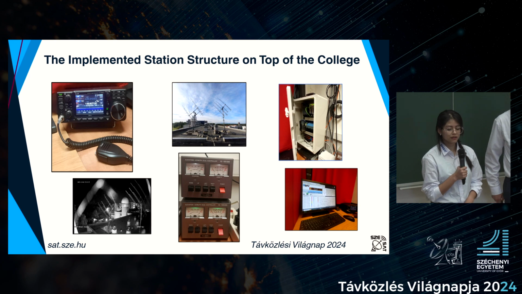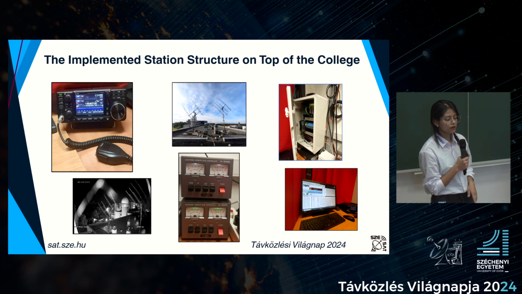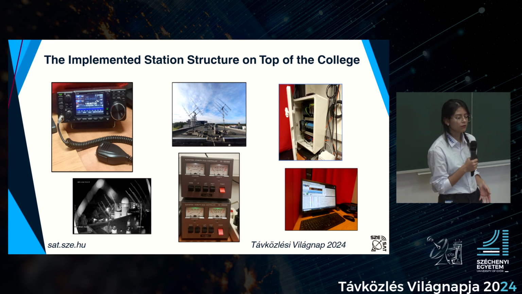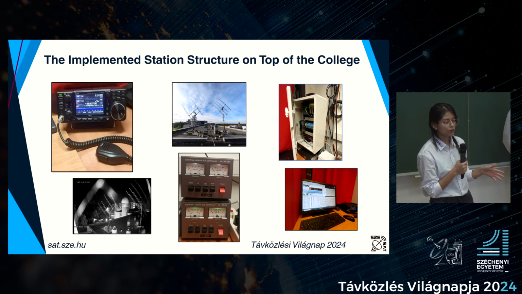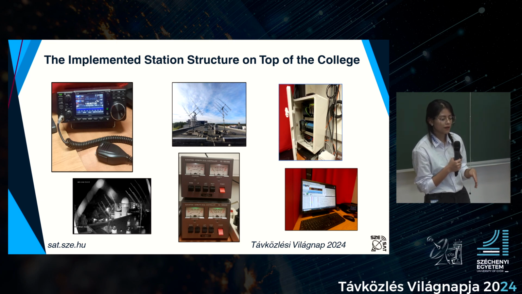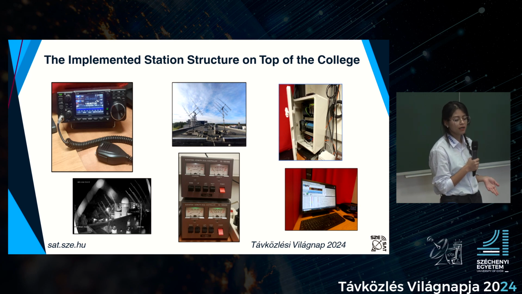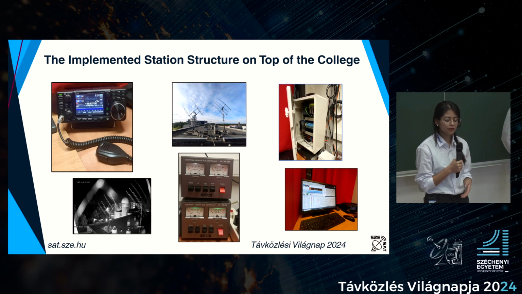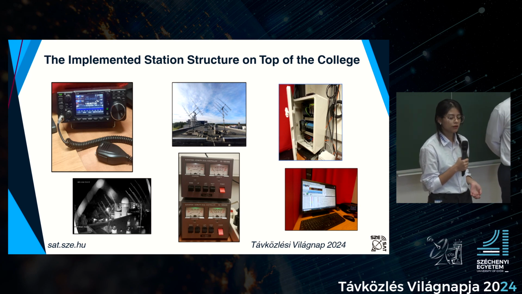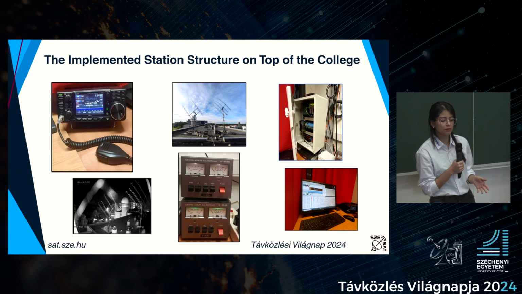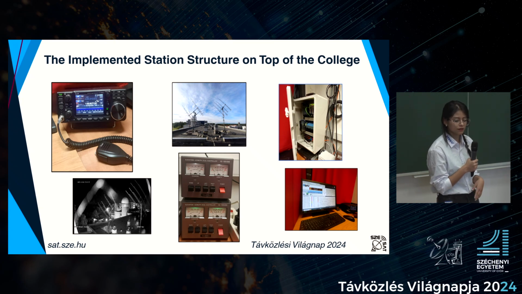In the implemented station structure on top of the college, we already have our radio equipment. We have the two giant antennas. We have a camera to view the movement of the antennas. Also, we have the elevation-azimuth controller, G5500. Also, we have a system to automate the rotor of the antennas. And we have computers with the software that we need, for example, GPredict. Next.